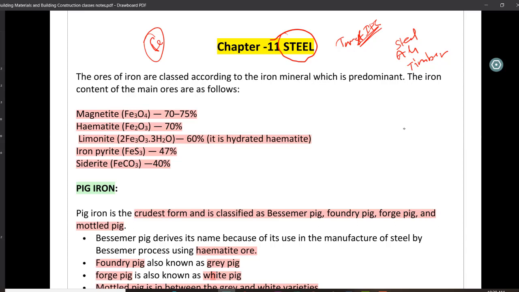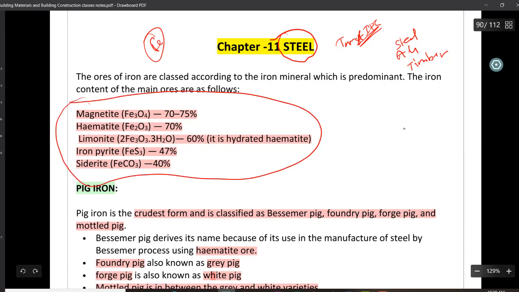So there could be a question, which iron mineral has the highest iron percentage? Like that a questions can come. So remember this, very important hai. So if you are taking magnetite, it is the richest in iron. So Fe3O4, it is richest in iron, 70 to 75%, followed by hematite, limonite, iron pyrite and siderite. Okay, याद रखोगे, at least remember top two, magnetite and hematite.